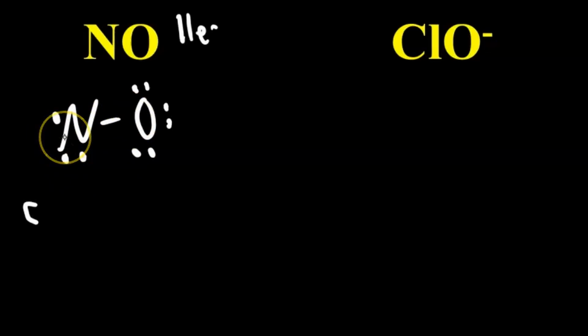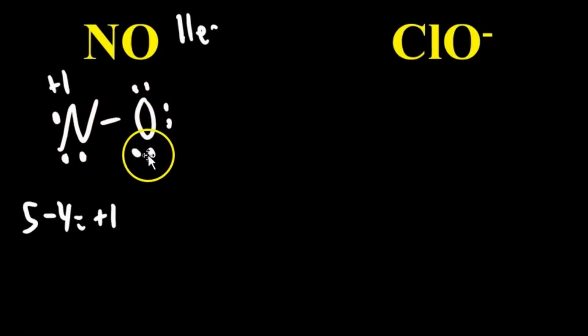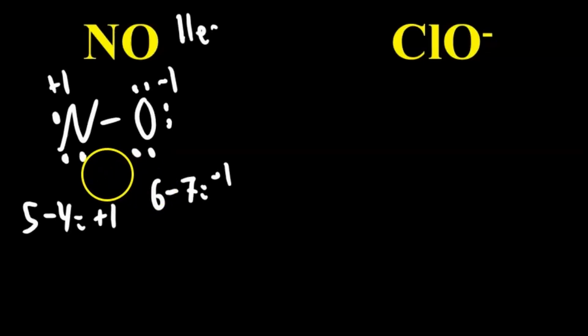So we expect there to be 5 electrons owned by nitrogen, but it actually owns 4. So its charge is plus 1. Oxygen: 1, 2, 3, 4, 5, 6, 7. It owns 7. We expect there to be 6 based on the periodic table. 6 minus 7, so its charge is negative 1.